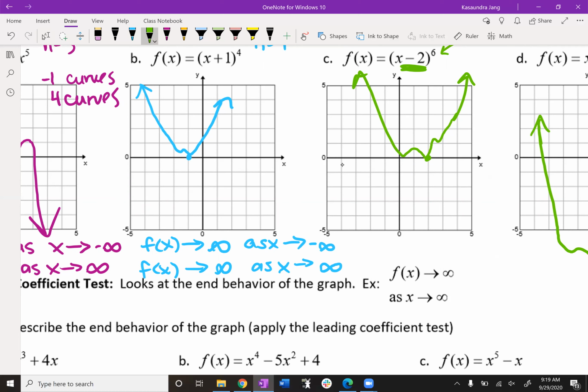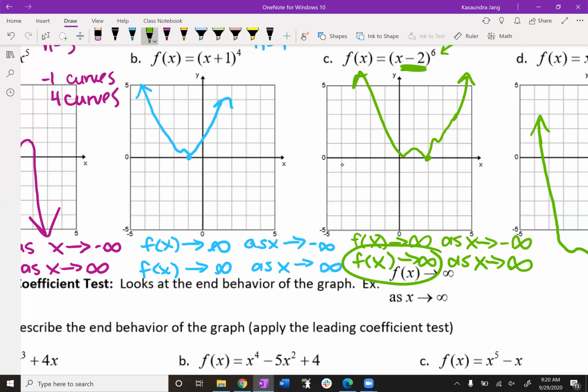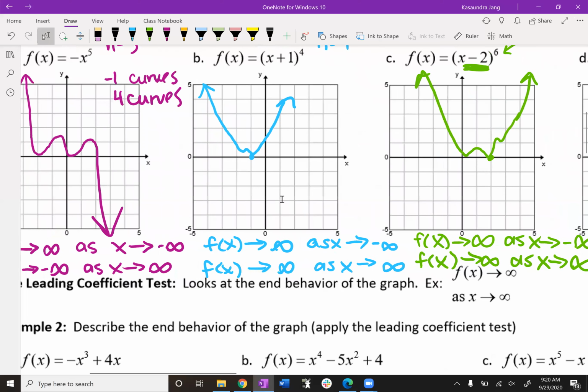So for the last part of the graph, I got f of x goes to infinity as x goes to negative infinity. All right, you said that was the left side of your graph. Looks good. You're basically saying you go up as you go to the left. That is true. Okay, what's the next statement? F of x goes to infinity as x goes to infinity. Okay, so you're saying f of x goes to infinity, it's going up as we go to the right. Also true. Looks good. All right, any questions on the end behavior yet?